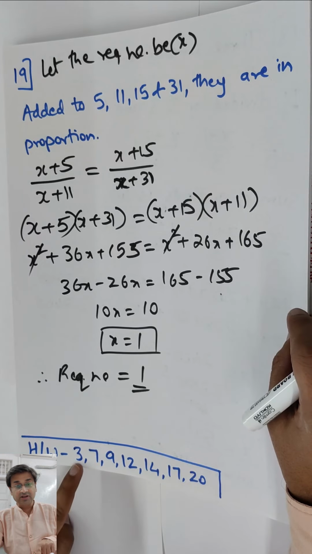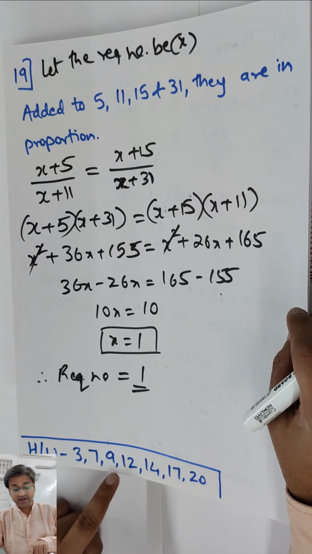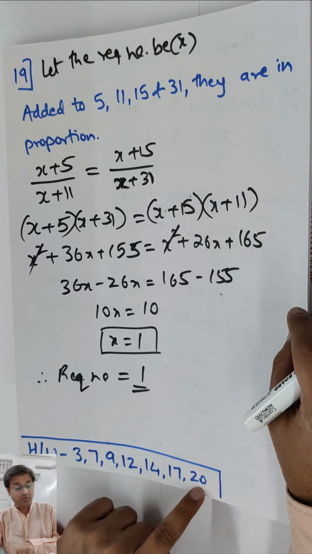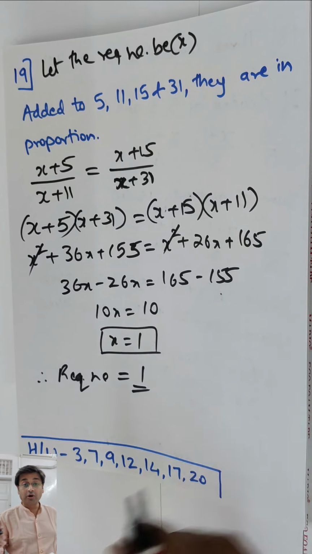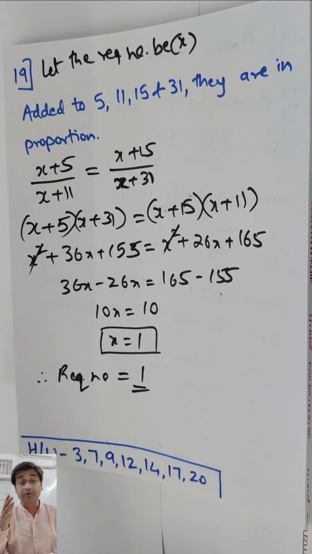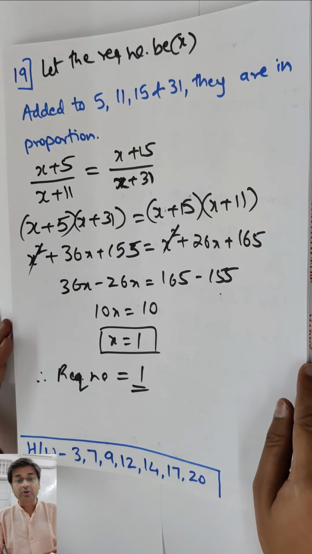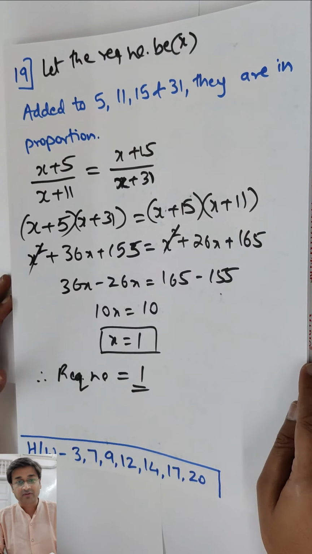Homework: sum number 3, 7, 9, 12, 14, 17, 20. Please do this homework on your own. Honestly, it will help you a lot. You should not expect everything from me. Unless you do self-study, you will never gain confidence.